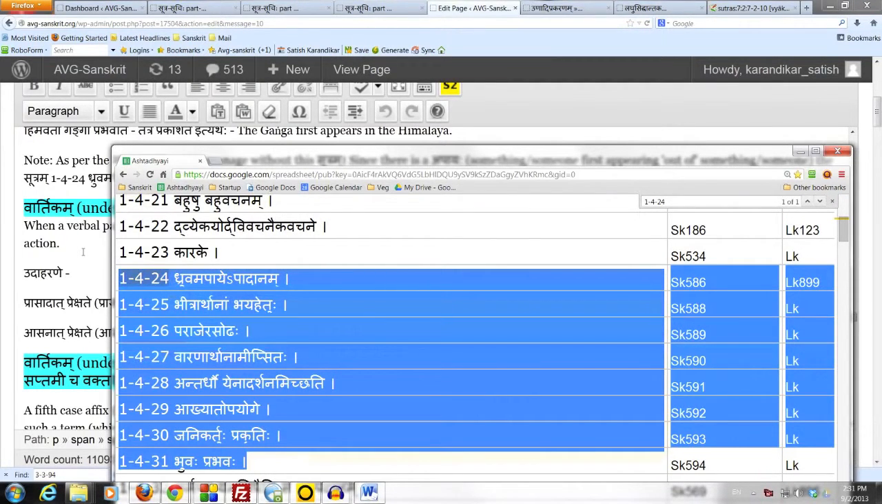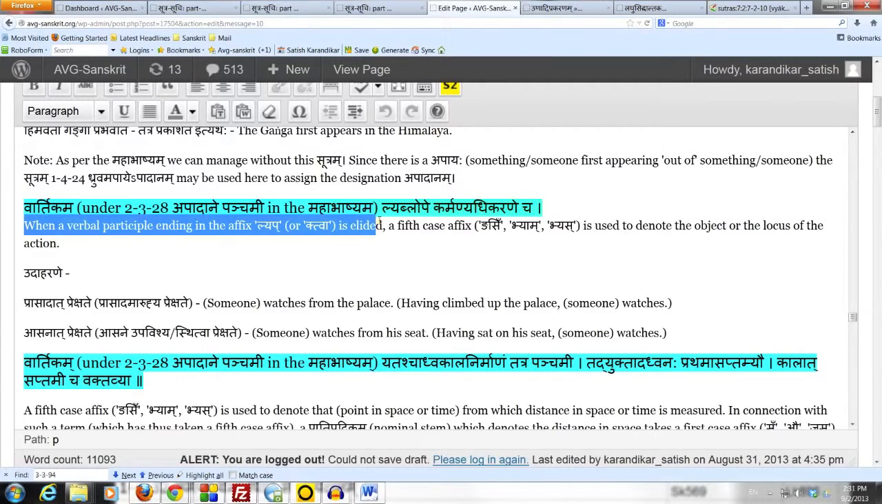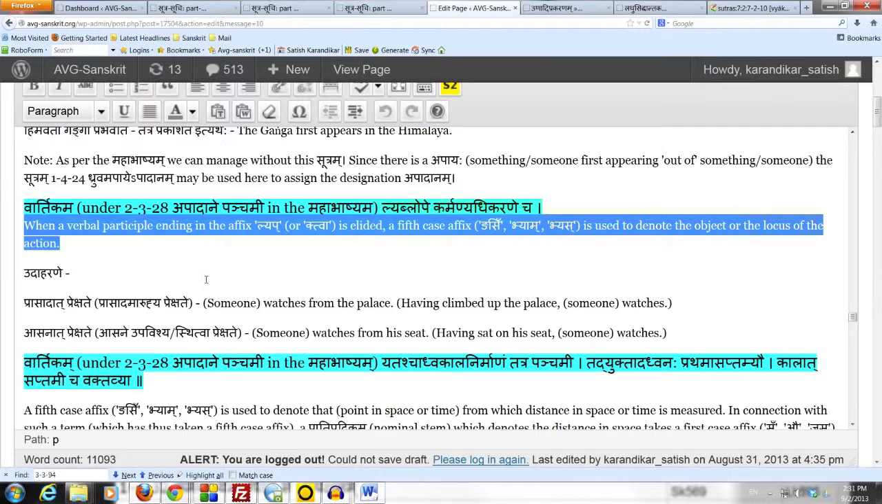In the Mahabhashyam, under the Sutram 2.3.28 is this Vartikam which says Lyab Lope Karmanya Adhikarane Cha, which means that when a verbal participle ending in the affix Lyap or Ktva is elided, a fifth case affix is used to denote the object or the locus of the action.